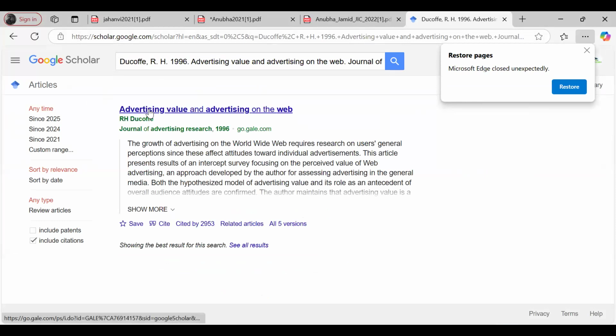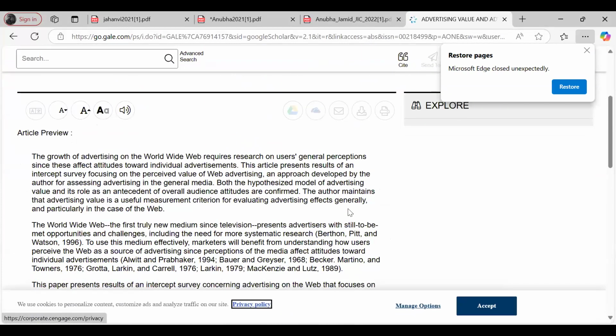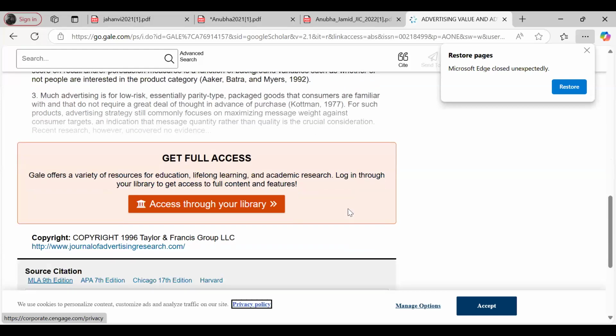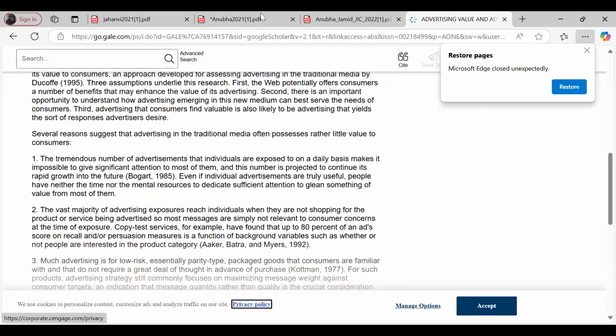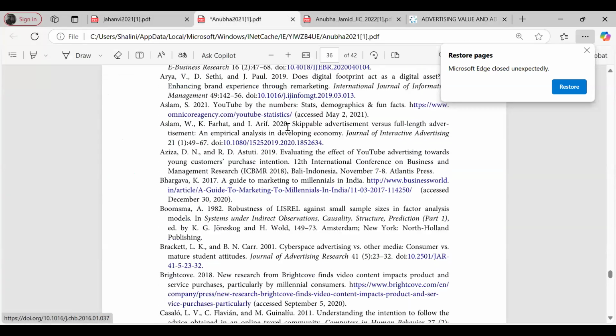Advertising value and advertising on the web. So you go to this paper, see if the paper is available as full text, or if not available, just try to arrange this paper and check how the scale has been studied and how the items have been studied. Similarly, you will go for the other items as well.